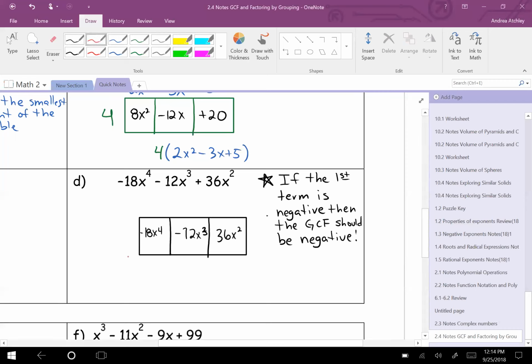So we want to figure out what they can all be divided by. Dakota, what can they all be divided by? Okay, and so it's going to be a negative 6. And then what's the smallest amount of variables? X squared. Okay, so I'm going to pull out negative 6x squared as the GCF. And then divide it.